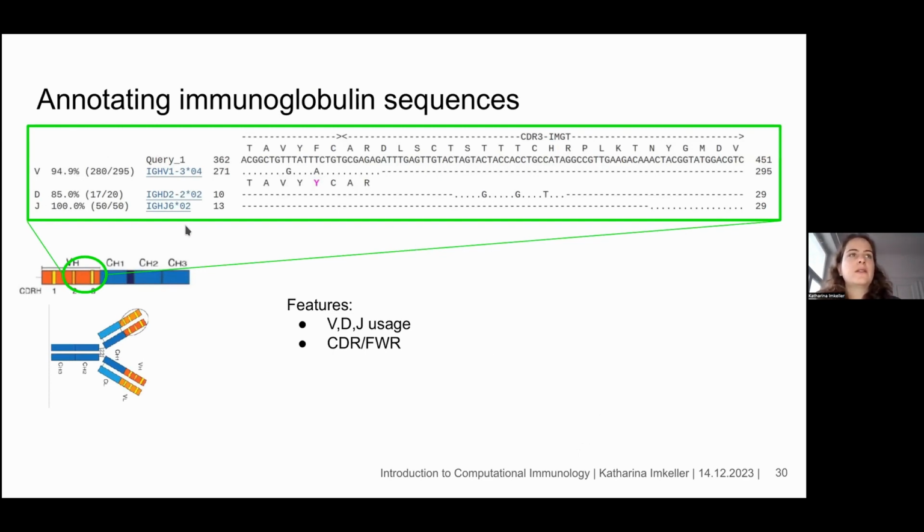This is just a small portion of an immunoglobulin sequence that I annotated with a tool called IgBlast. What the tool does is to align your sequence of interest to the reference database of V, D, and J segments. And then it also annotates the complementarity determining regions. These are the features that I mentioned here. So these are features that are important for annotating immunoglobulin and also to some extent T-cell receptor sequences.